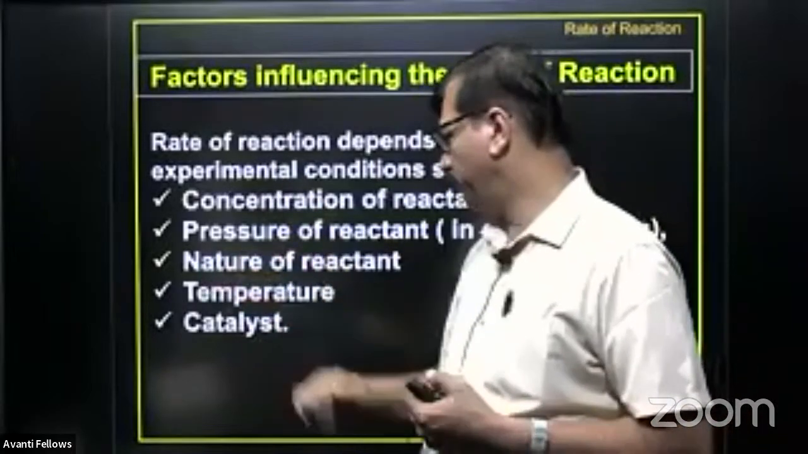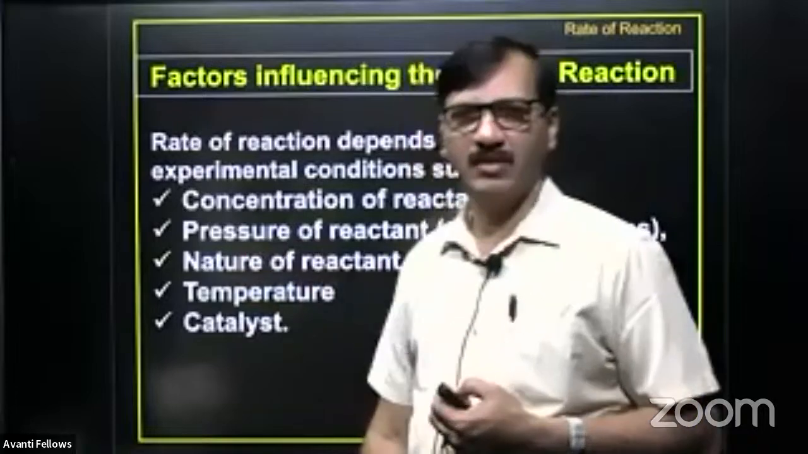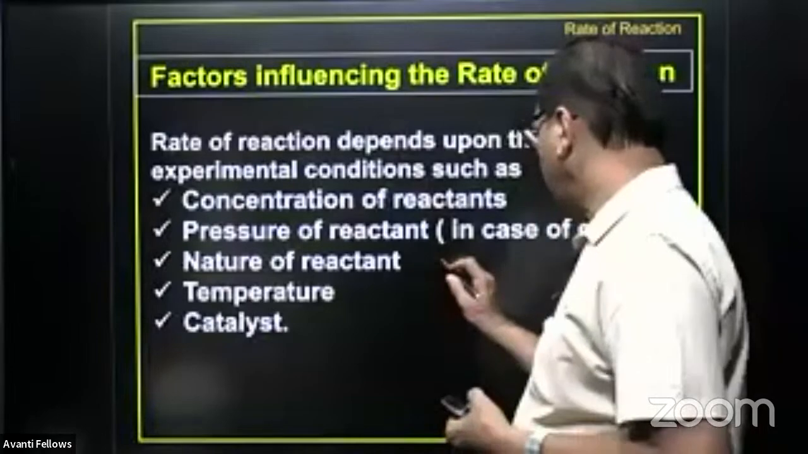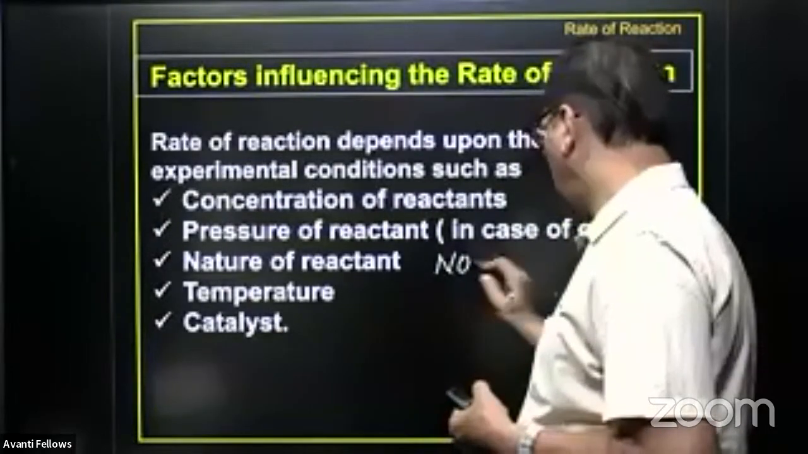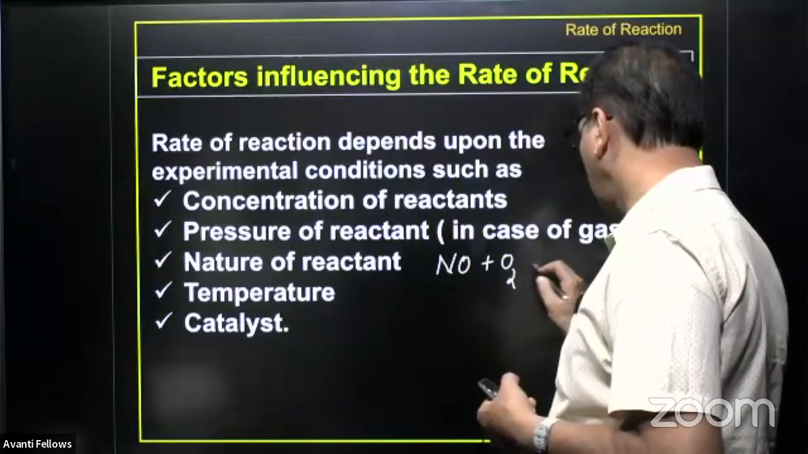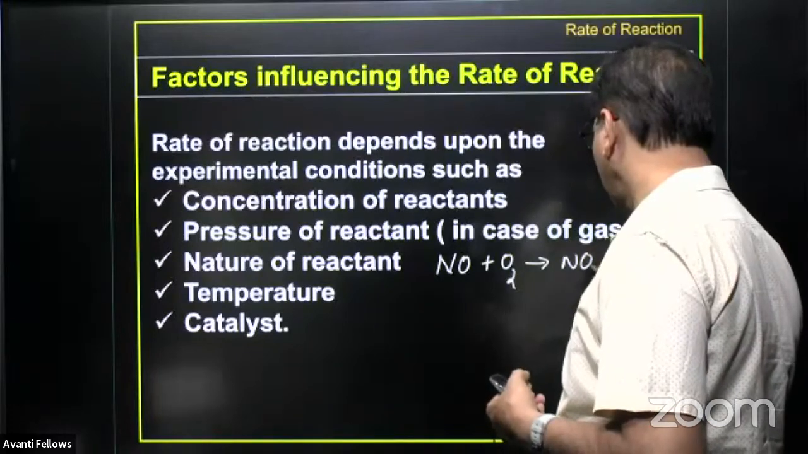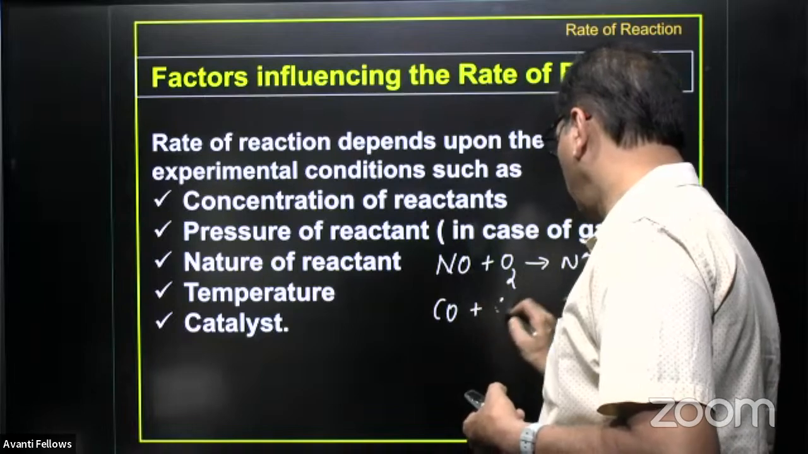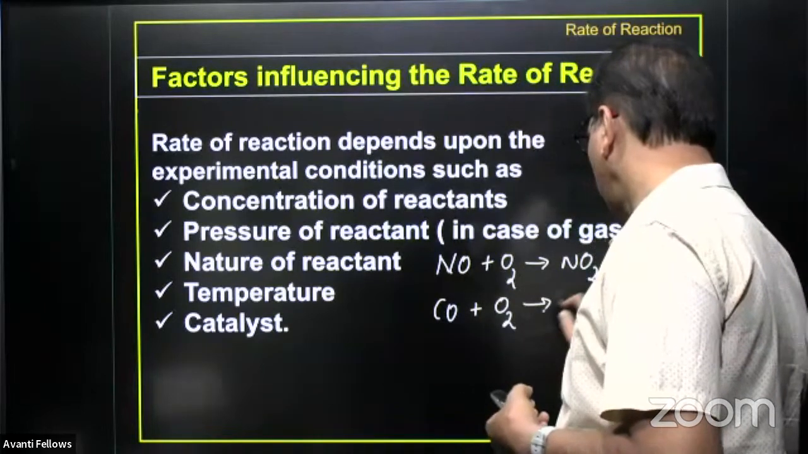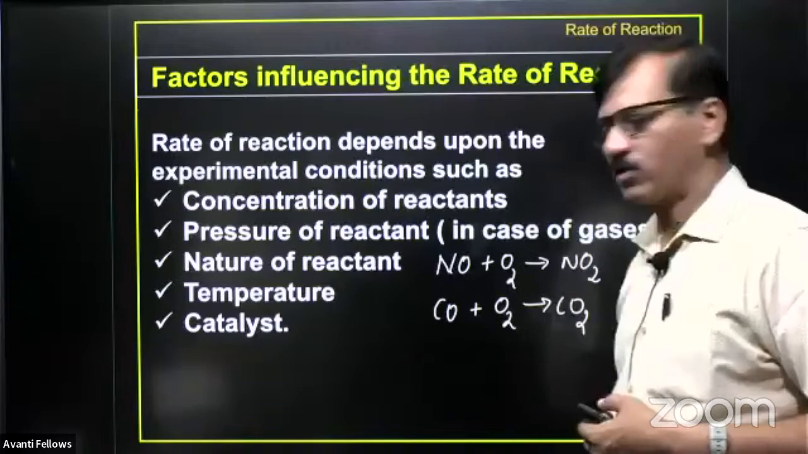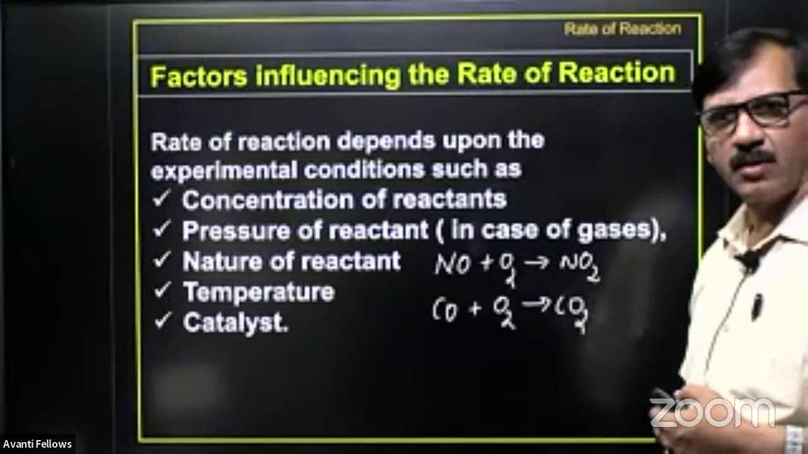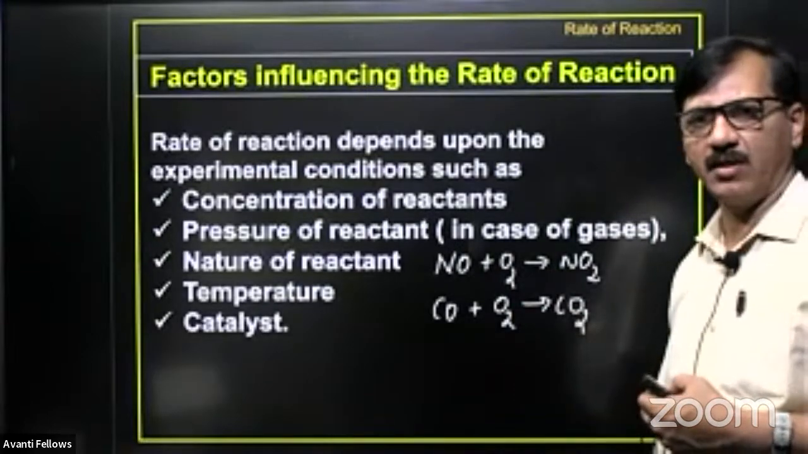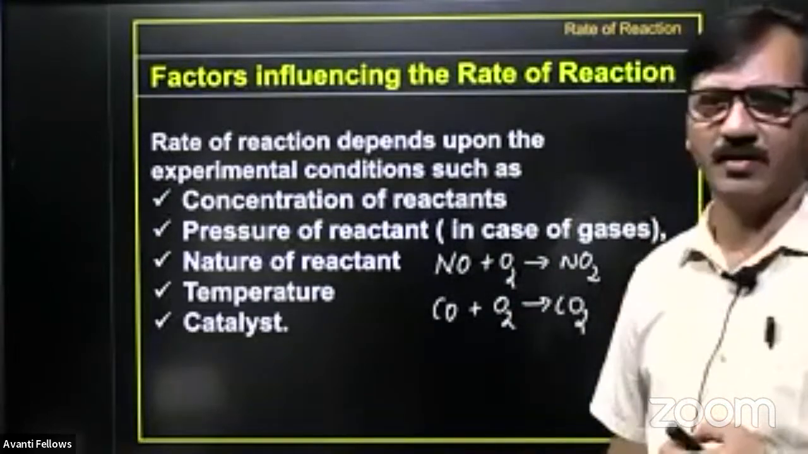First, nature of the reactants. The nature of the reactant is important in that way. Suppose NO plus O2 giving rise to NO2, and CO plus O2 giving CO2. Suppose there are two reactions which are of similar type. NO plus O2 to NO2 and this one are almost of the same type, but the rate of the reaction is different.